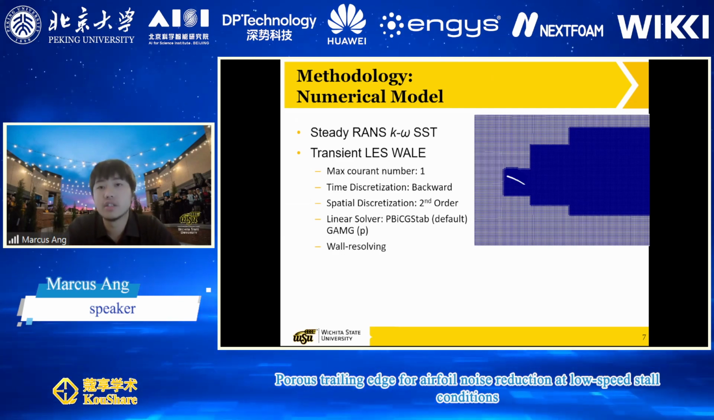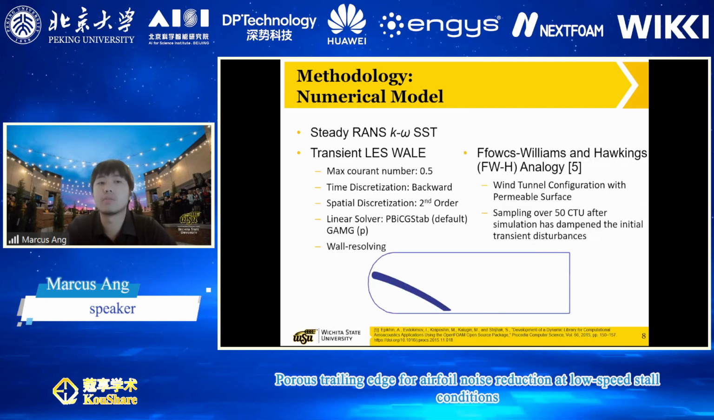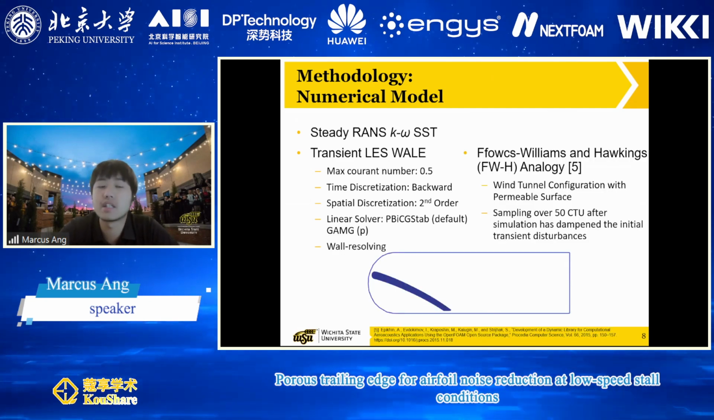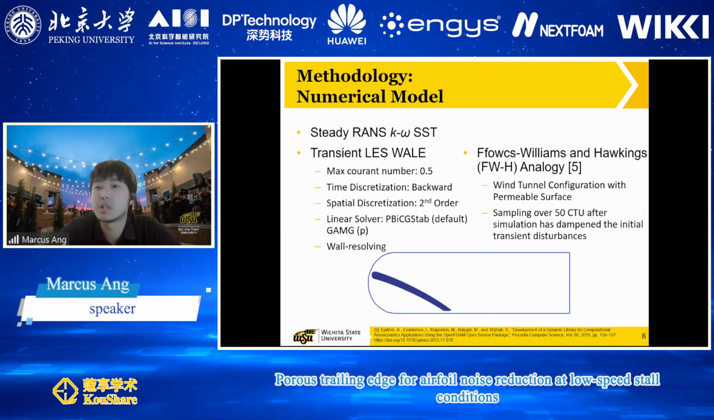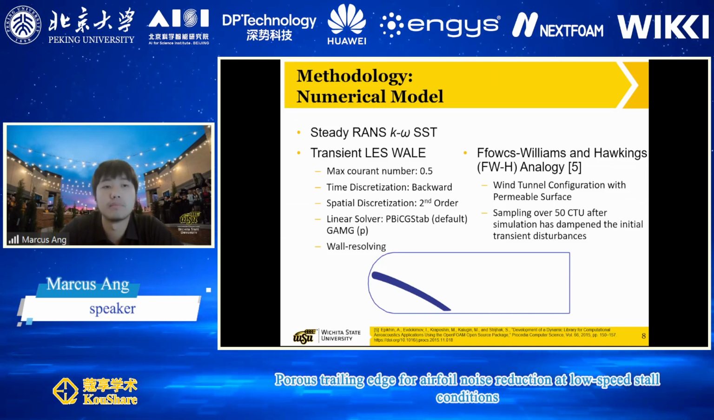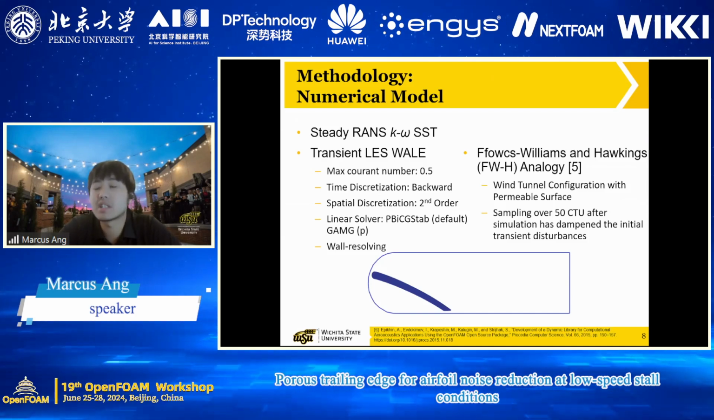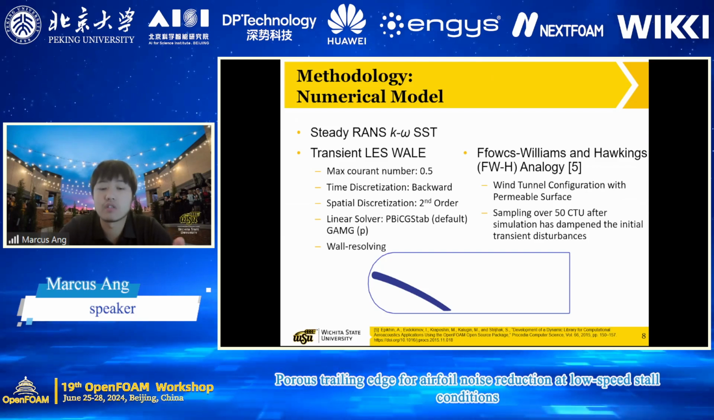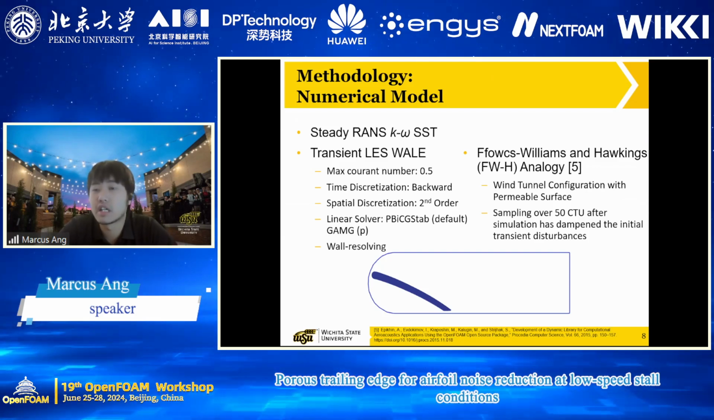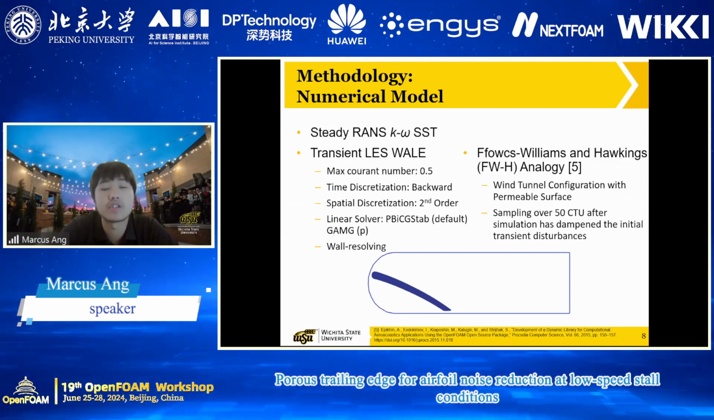When we're ready to actually sample our data, we're going to be using the Ffowcs Williams and Hawkings analogy, and this is implemented through the libacoustic library. We're specifically using the wind tunnel configuration, which basically means that the source and the receiver don't move relative to each other, and is what we see in the wind tunnel, essentially.